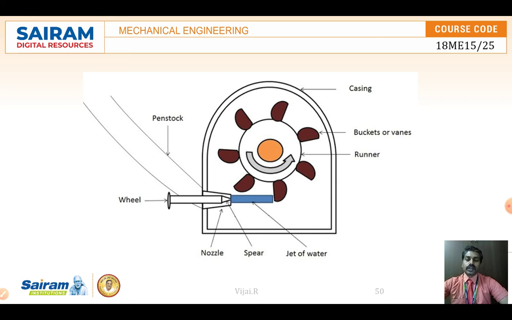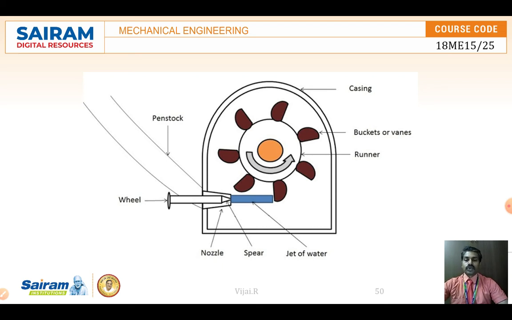And at the end of the nozzle, we have a spear, which is a conical shape, which is used for controlling the water. Control of water can be done with the help of the spear. Just as we use taps in our homes, by opening and closing the handle we can control the flow of water. Like that here, the spear can move inside and outside with the help of the hand wheel. We can move it clockwise.